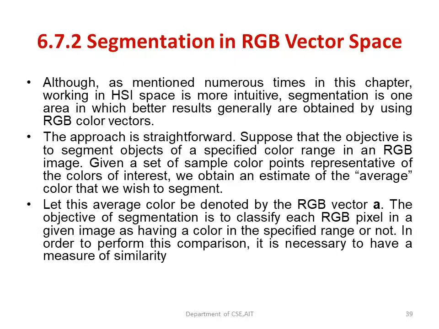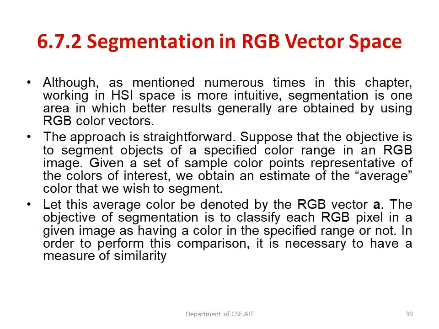Suppose that the objective here is to segment the objects of a specified color in an RGB image. So what we do, if we have sample color points representative of the colors of interest, we can obtain an estimate of the average color that we want to segment. Let this average color be denoted as a in the RGB vector. The objective of segmentation is to classify each RGB pixel in a given image as having a color in the specified range or not.